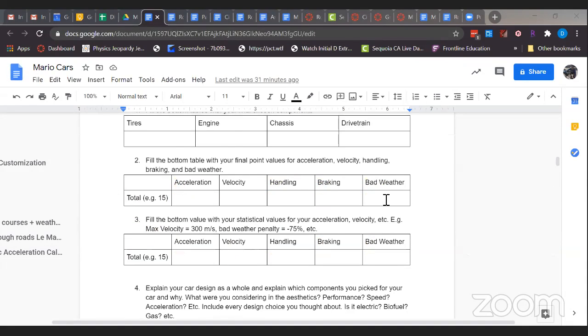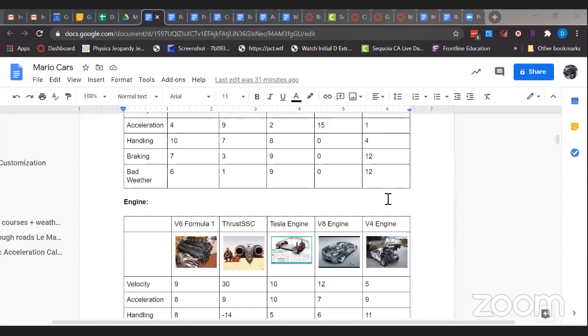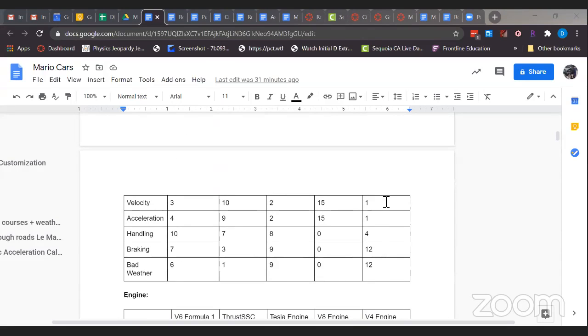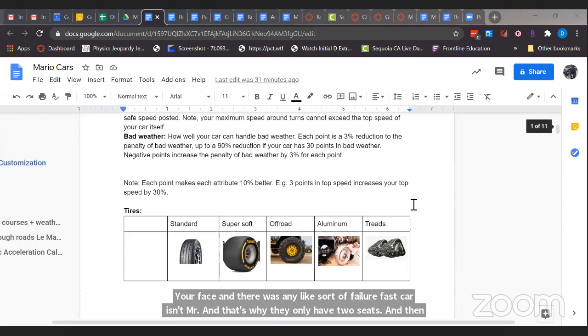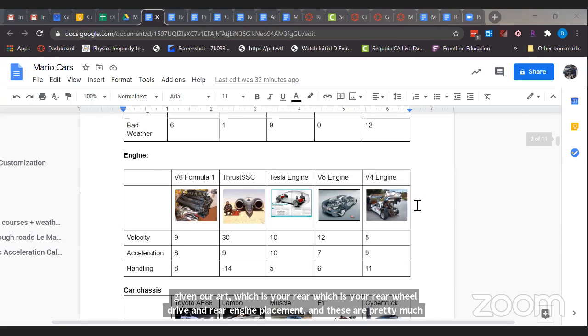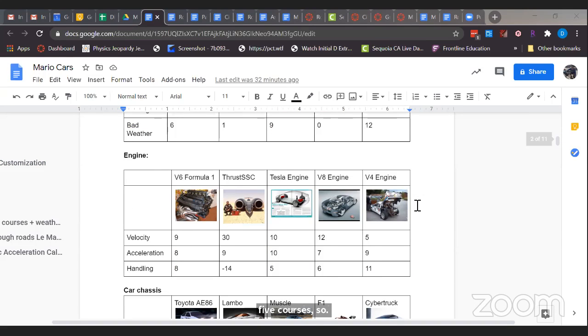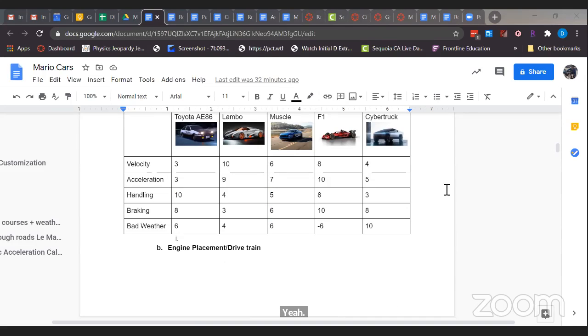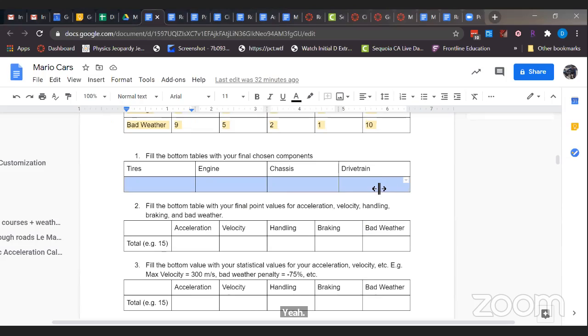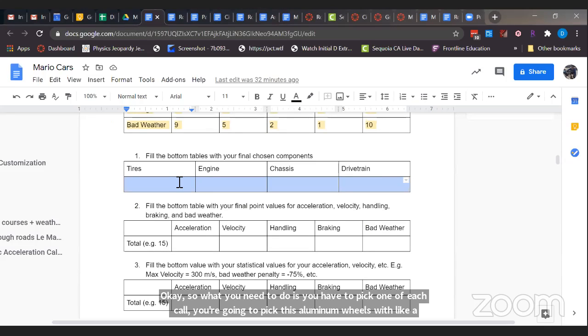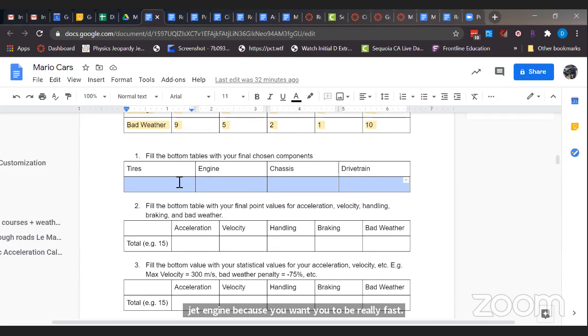Okay, so what you're gonna do is you're gonna pick one of each column. So maybe you're gonna pick aluminum wheels with a jet engine because you want yours to be really fast. Because each one of these has a different statistic, you're gonna add them all up at the very end. So there's a table here where you're just gonna copy and paste the components you chose. We're gonna just write it in.